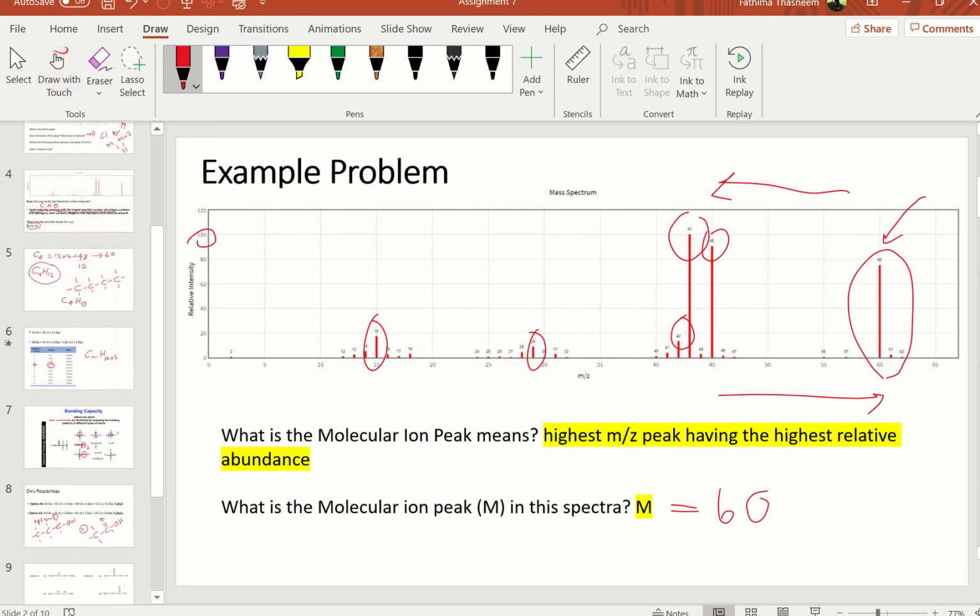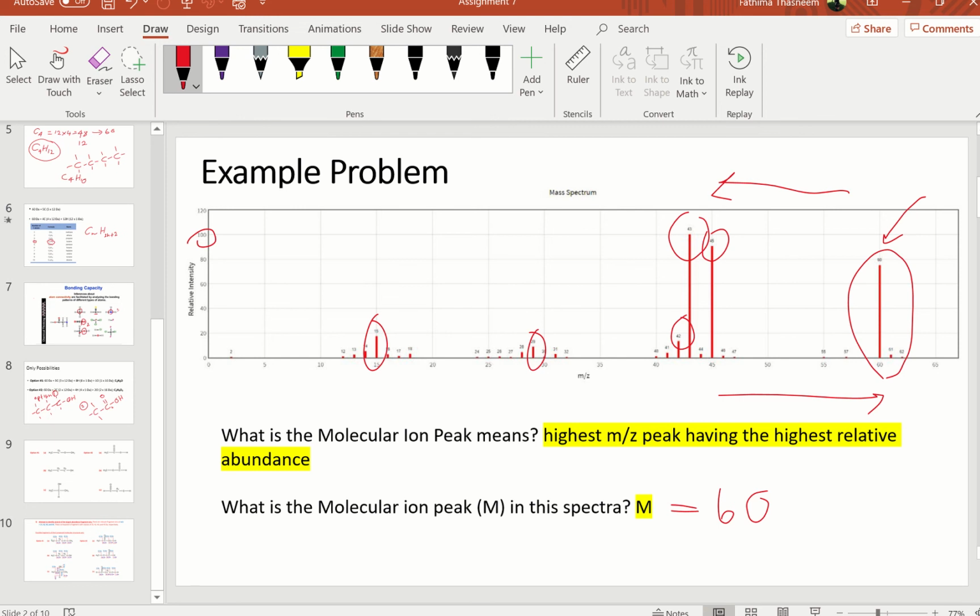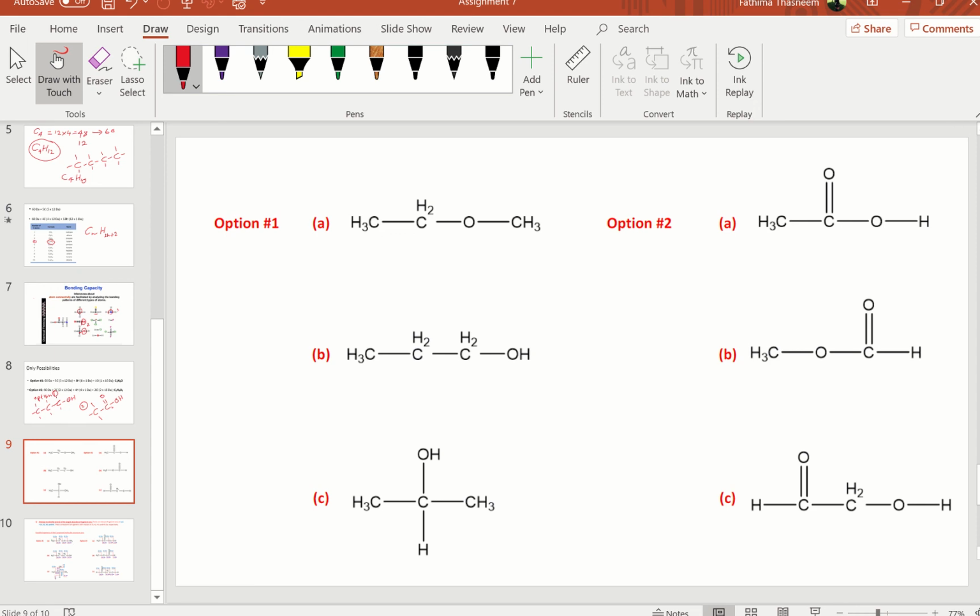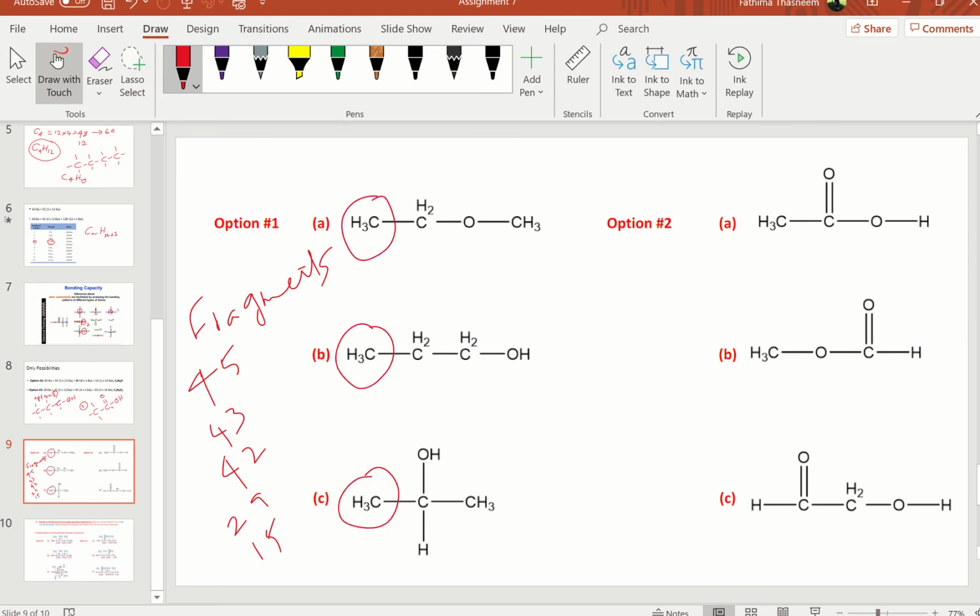Then I would try to figure out which structure can give these fragments, right? So here, at the corner, I would write down the fragments so I know what I'm looking for: 45, 43, 42, 29, and 50. By this time you should know what fragment gives rise to a peak at 15. Definitely it is due to a CH3, right? So which structure doesn't have a CH3? It is clear that the option 2C doesn't have a CH3. So in that way we can get rid of this option 2.